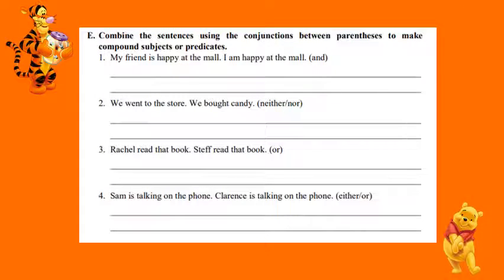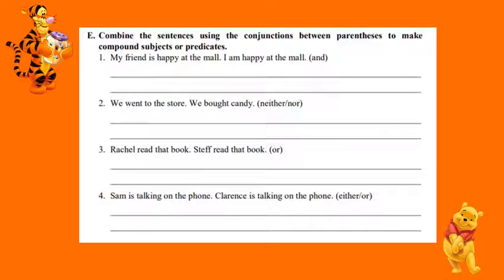Okay, now we have reached the last question or exercise in our worksheet. And it is very important, please, you have to focus on it. Because while making compound subjects or predicates, sometimes you have to make slight changes in the sentences. So here, what we must do: combine the sentences using the conjunctions between parentheses to make compound subjects or predicates. In every number, you have two sentences. What you must do is look for making maybe a compound subject or a compound predicate. It depends on each sentence, but you have to use the conjunction. Maybe it's a coordinating conjunction or correlative conjunction given between parentheses at the end of each sentence.